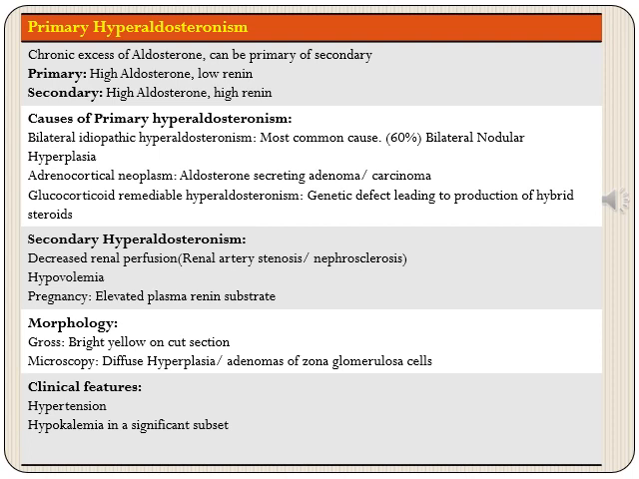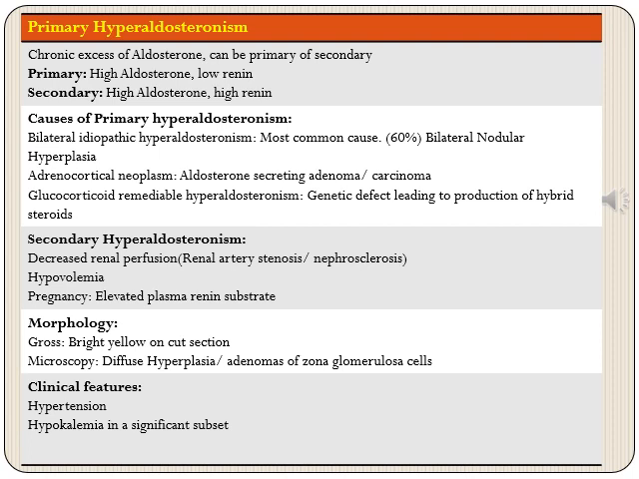Next is primary hyperaldosteronism. Chronic excess of aldosterone is seen in these patients and it can be primary or secondary. Primary is when there is high aldosterone and because of that there is low renin, or it can be secondary if there is high renin from the kidney because of some condition, and because of that there will be high aldosterone. We will be talking mainly about primary hyperaldosteronism.